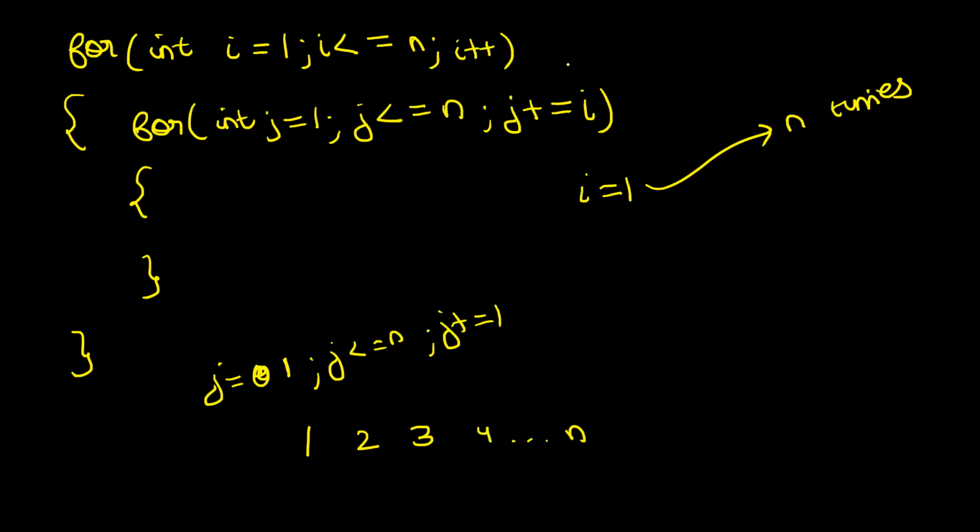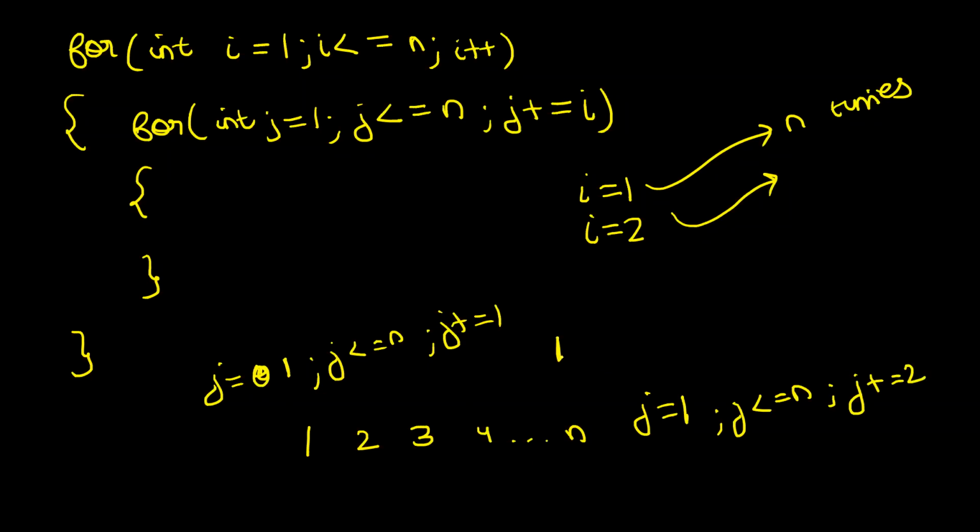Right? Now next I will take a value of 2. For I equal to 2, can you tell me how many times the inner loop runs? N by 2 times. Correct, because J will start from 1 and go till n, but this time you are incrementing J by 2. So first J will take a value of 1, then 3, then 5, then 7, then 9, likewise. So you are skipping every other value, and the inner loop will run for n by 2 times. Does everyone agree?